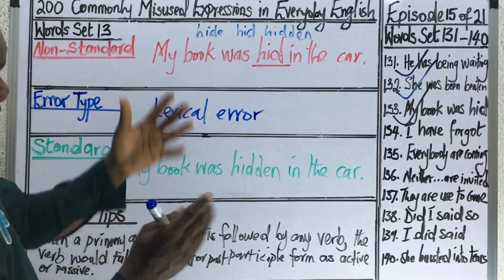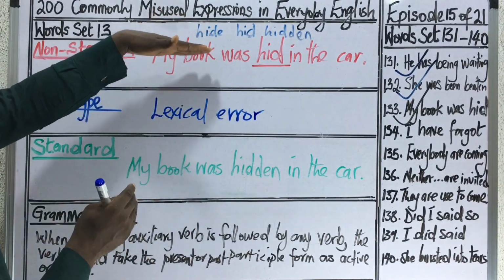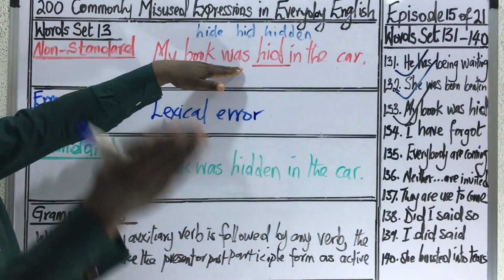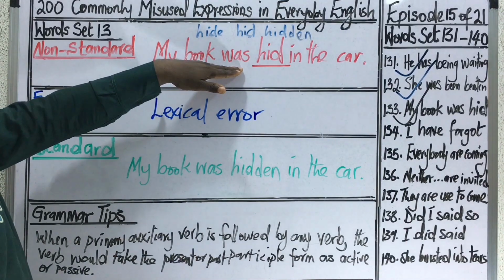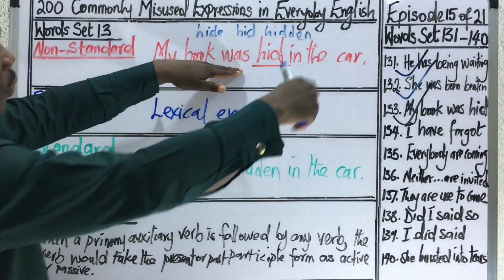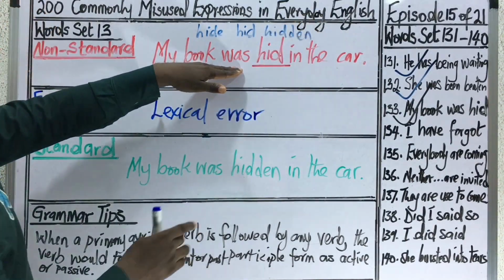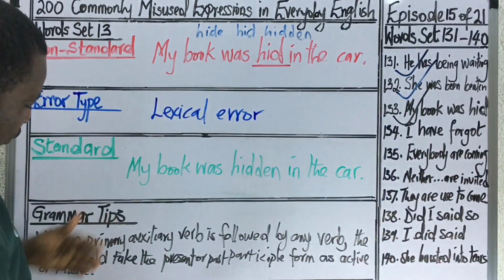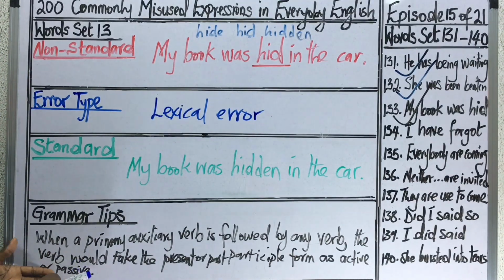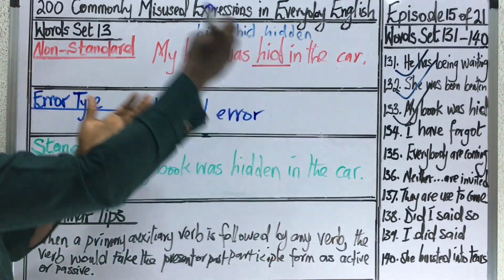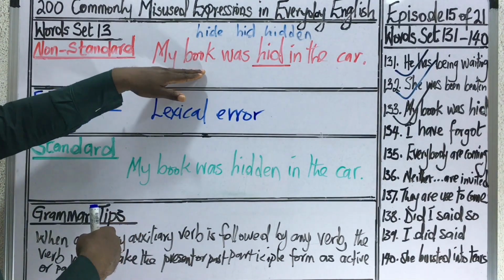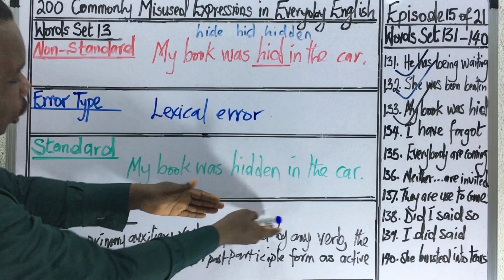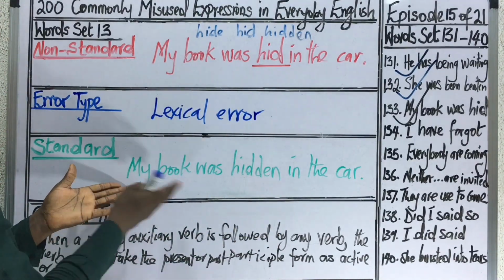Then what about the second aspect of this explanation? When a verb is coming after a primary auxiliary verb, whether the verb is auxiliary or lexical, it can as well take the past participle form, that is "hidden." In this case, when it takes the form of a past participle, we are going to say it is passive. That is, the action is being done on the subject. So in this case, we are going to say, "my book was hidden." So the action was done on the book, making it passive.